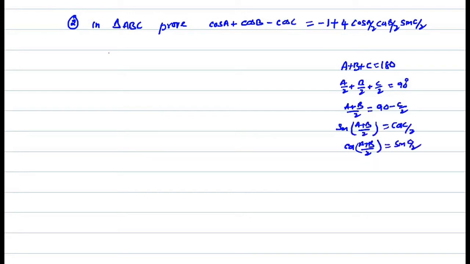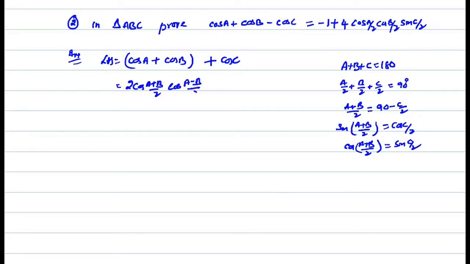Right? For the answer, I take LHS. What is LHS? Cos A plus cos B and then plus cos C. So I'll write the formula for cos A plus cos B, that is 2 cos (A+B)/2 cos (A−B)/2. And then cos C in terms of sine, 2 sin square C/2 minus 1. Formula for cos C here, and cos A plus cos B formula here. These two things are required in order to solve this.